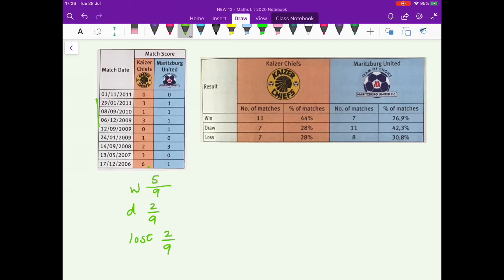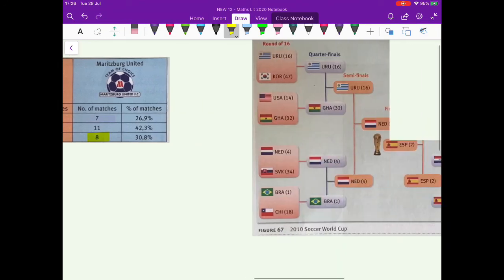Another way of comparing teams is to see how each team performed against the same opponents. So if we have a look at Chiefs, we can see that they won 11 matches, but Maritzburg United only won 7. How many did they draw? Well, Chiefs drew 7, Maritzburg United drew 11. Losses, Kaizer Chiefs lost 7, Maritzburg United lost 8. So again, from the past history, we can see that Kaizer Chiefs are the stronger of the teams.